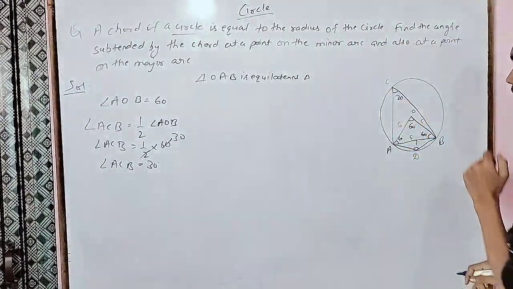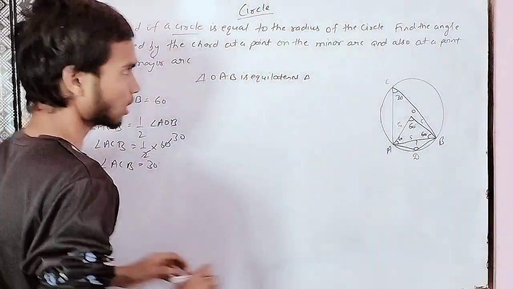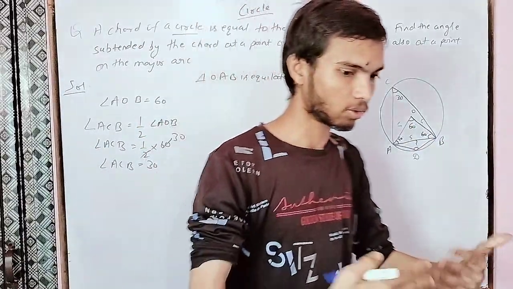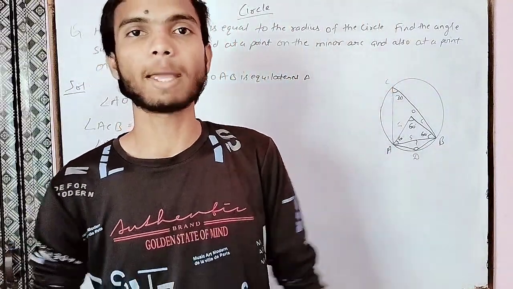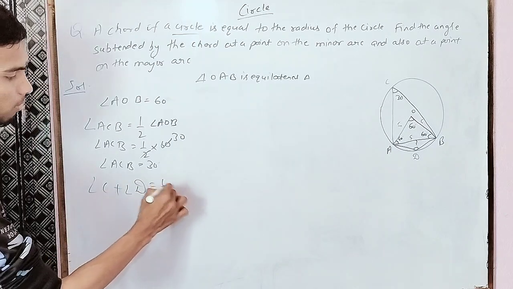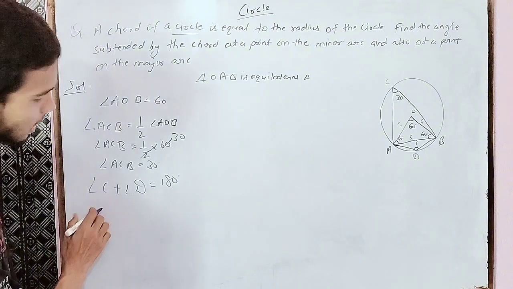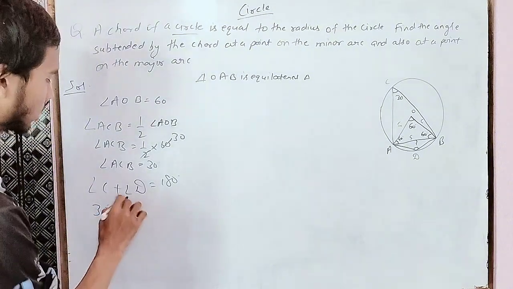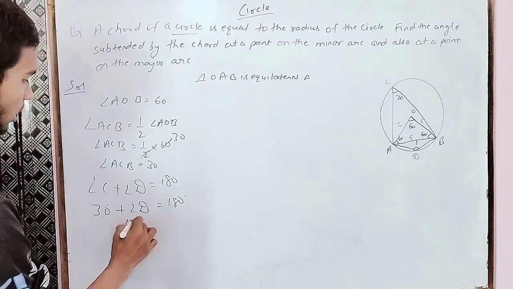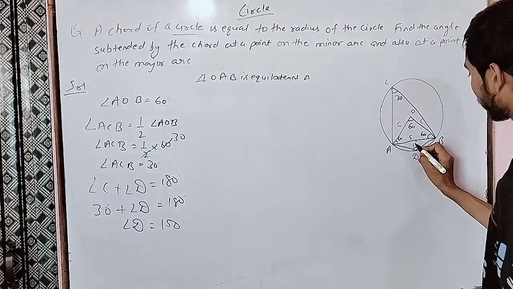Already this was 30. Now it's time to find this angle. Here we can see this is forming a quadrilateral, and we know opposite angles of a cyclic quadrilateral make 180 degrees. So here angle C plus angle D will be 180 degrees, in which we know angle C is 30. But angle D we don't know, and this is what we have to find. So 180 minus 30, when we simplify, becomes 150. So the measure of this angle is 150.